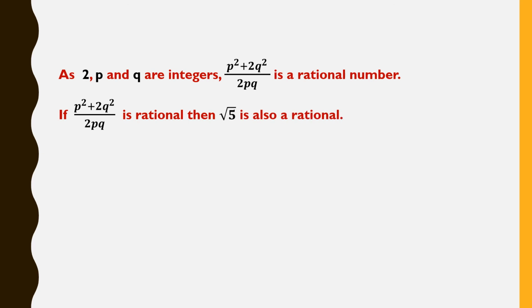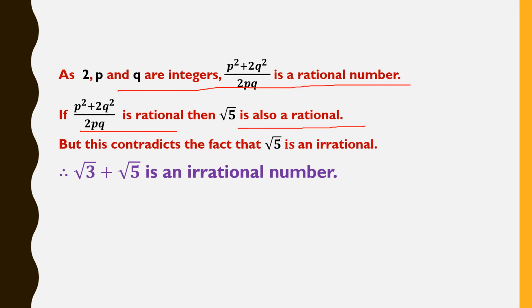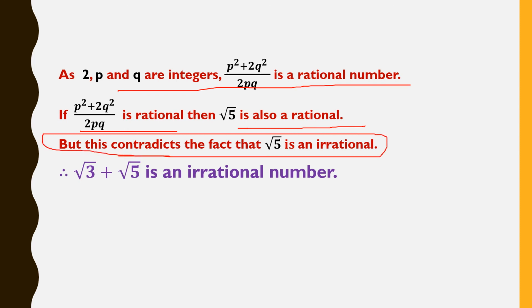So this is your next step. As these three are integers, this is a rational number. As this is a rational number, your root 5 should also be rational, but this contradicts our assumption, so it is an irrational number. Whatever question is there, that is an irrational number. Understood? So you should be perfect in these steps. As the right side are integers, they are rational. As the right side is rational, the left side should also be rational, but this contradicts the fact. This is a very important step. It is irrational, so the complete question is an irrational number.